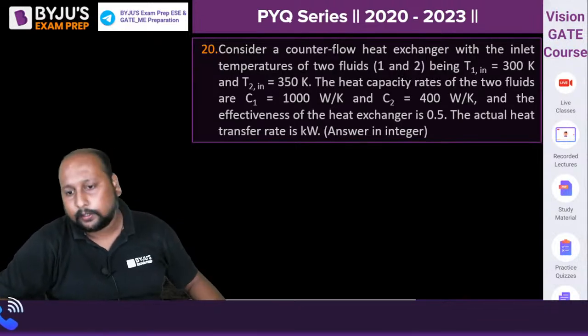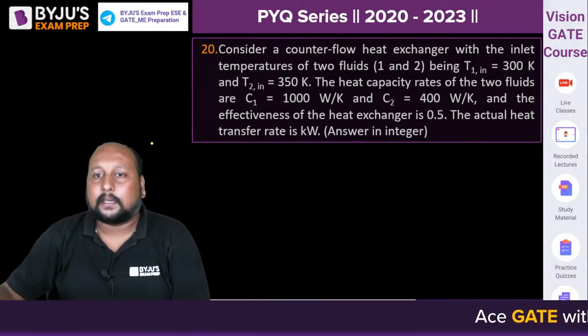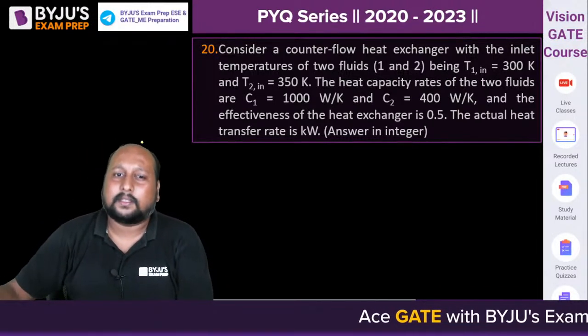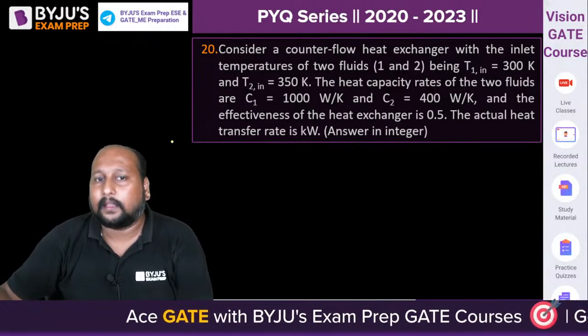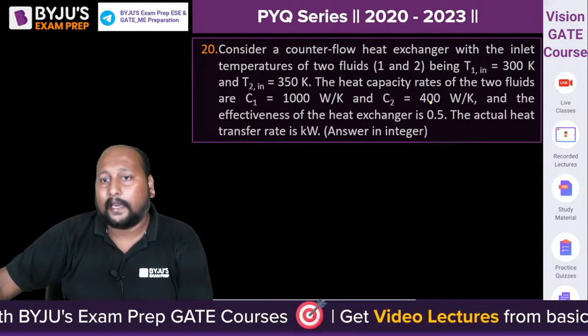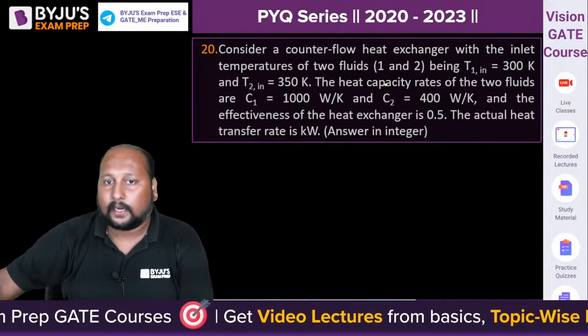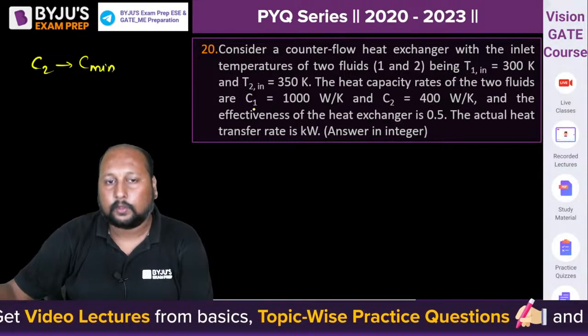From the heat exchanger. Consider counterflow heat exchanger with the inlet temperature of 2 fluids T1. Arre bhai, very easy question. They have given the inlet temperature of the cold and hot fluid. The heat capacity rates are being given, right? So we can say C2 is your C minimum.